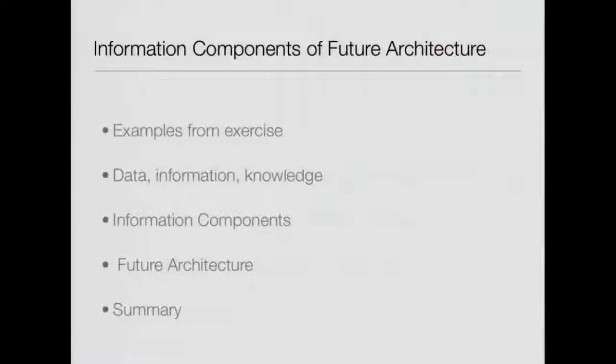Today it's information components of future architecture, and I want to give you a brief outline. I want to start at the very beginning with a few questions and answers that you treated in the last two lectures. Then we look at examples from your exercises, and I would like you to speak briefly about your individual exercises that we will look at. Then we revisit these definitions of data, information and knowledge, then explain what information components are, how we see future architecture connected to it, and a brief summary.